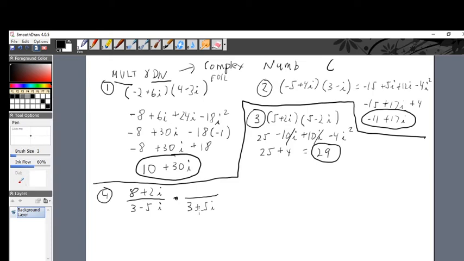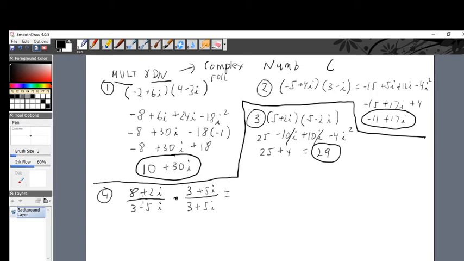So 3 minus 5i, its conjugate is 3 plus 5i. The only way I have a license to multiply the bottom by 3 plus 5i is if I also multiply the numerator, the top, by the same exact thing, 3 plus 5i. 3 plus 5i over 3 plus 5i is 1. There's nothing wrong with multiplying something by 1. Okay, let's see what happens.